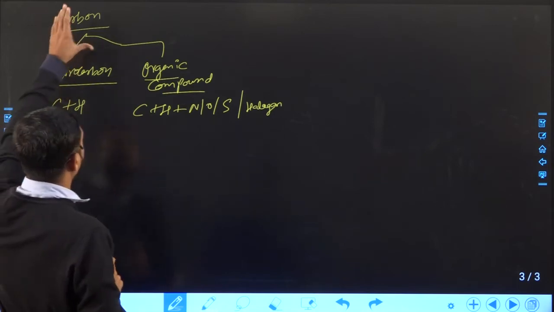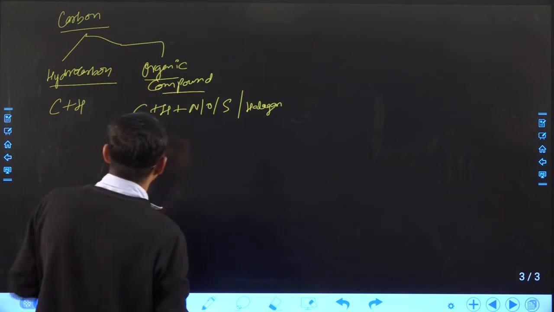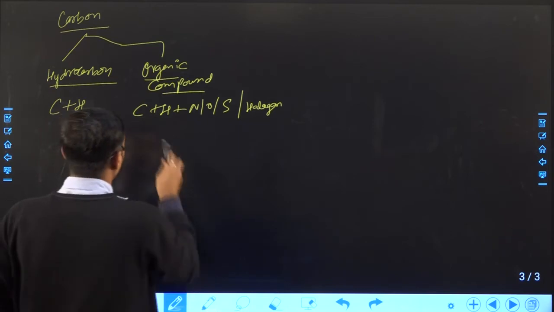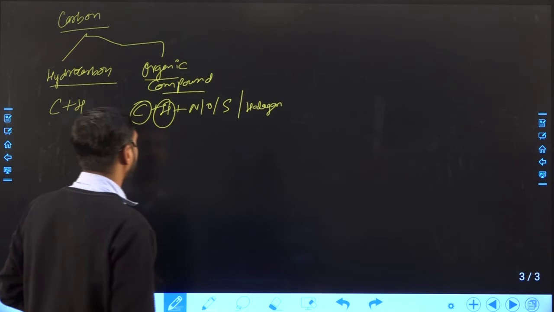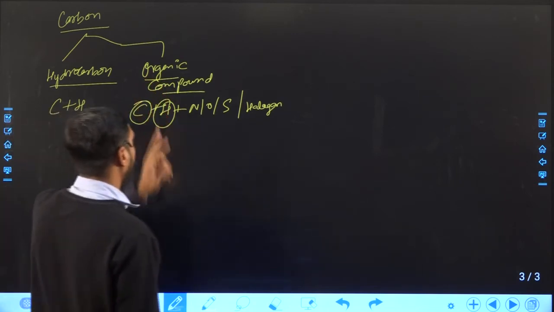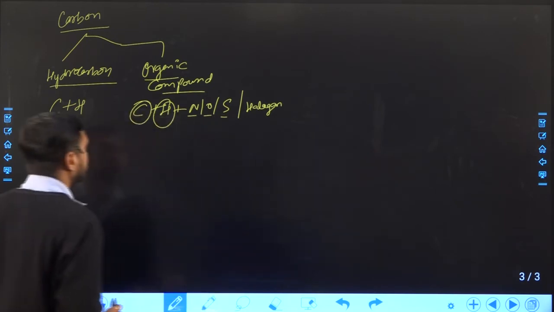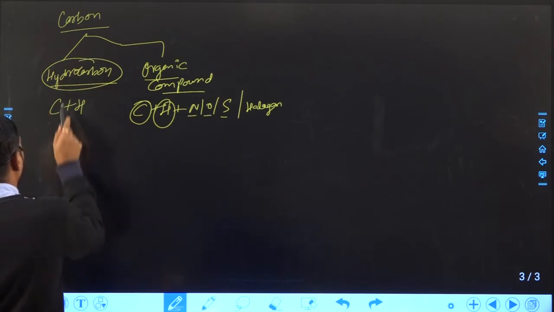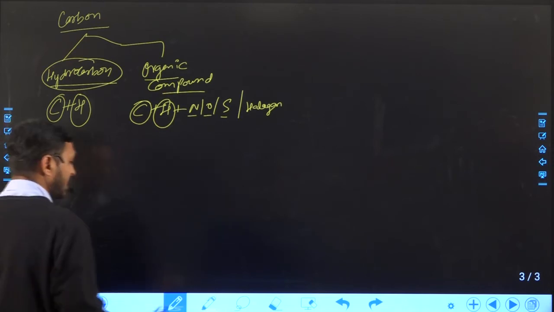Now initially, carbon compounds are divided into two categories: one is hydrocarbon and the remaining is organic compound. An organic compound contains carbon plus the remaining atoms, mainly nitrogen, oxygen, halogen and sulfur, right? While in the case of a hydrocarbon, only hydrogen and carbon are present in the compound, right? And this is how we can categorize into two parts.